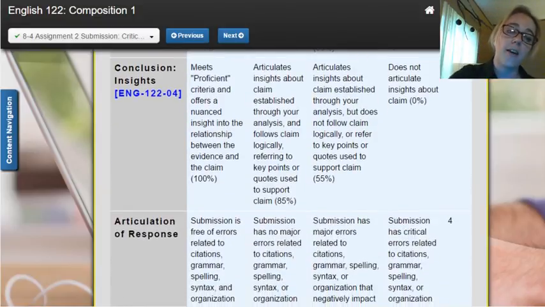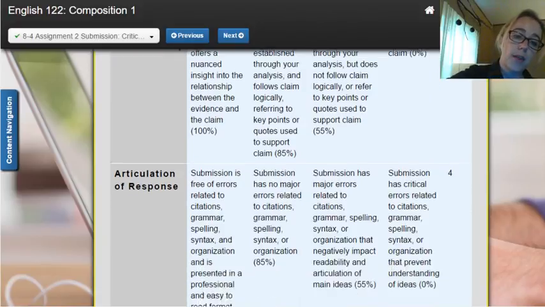Then we have our insights section of our conclusion, and this is where you talk about what maybe you've learned. What new insights do you have about your claim or the author's claim? Okay, and we want to make sure that we do tie those insights back to specific key points in our essay or quotes that we've used in our essay to support our ideas.